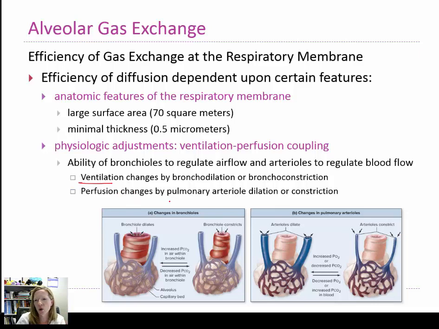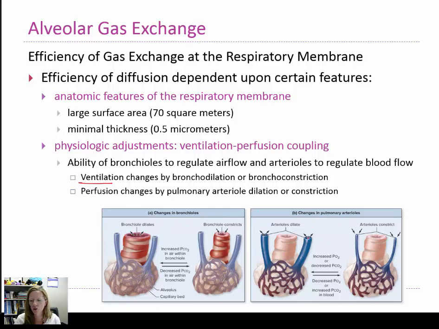What's interesting is it goes through this whole concept of ventilation perfusion coupling, and what that does is some bronchioles are going to be dilated and some constricted, so they kind of go through these cyclic changes of dilation and constriction. It's just a little bit more efficient that way. It's able to go in and regulate airflow that way.